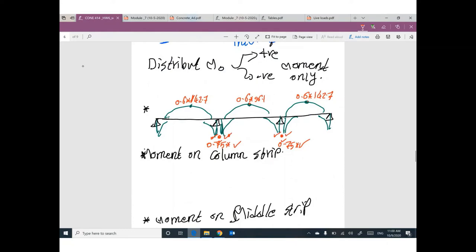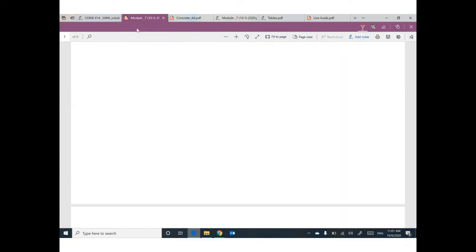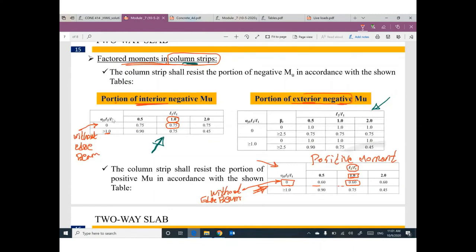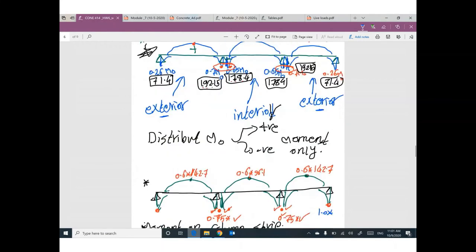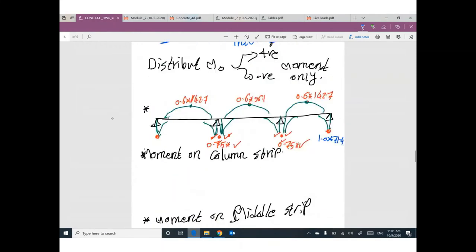Exterior negative. Exterior means at the end. So we are going to use exterior negative values for this table. Without beam, beta t is 0, without edge beam, L2 divided by L1 is 1, so your factor will be 1. 1 times this value, 71.4. 1 times 71.4.